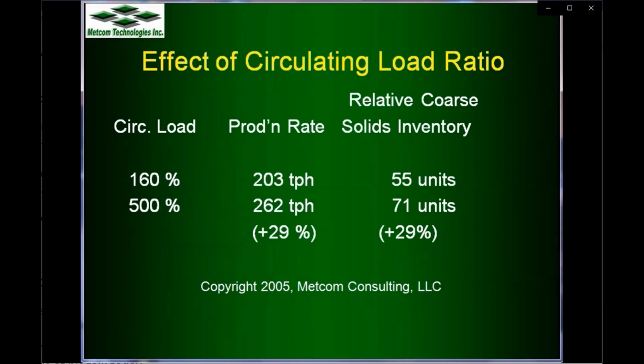If we look at the size distributions going in and out of the same two mills, the mill with the high circulating load has about 71% of the material inside the mill coarser than the P80, whereas the one with the lower circulating load has about 55%. This is also an increase of about 29%. The reason why the mill is more efficient is because it contains a more proportional amount of coarser material.